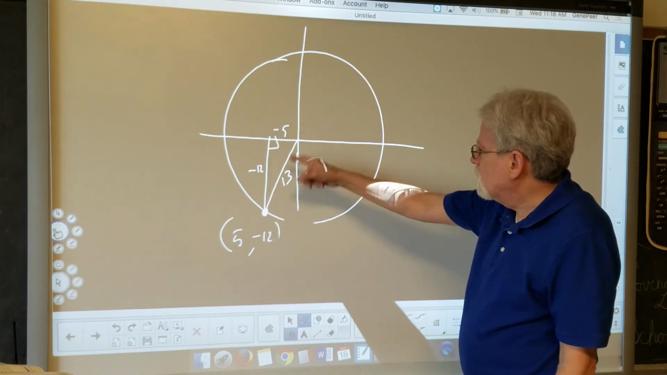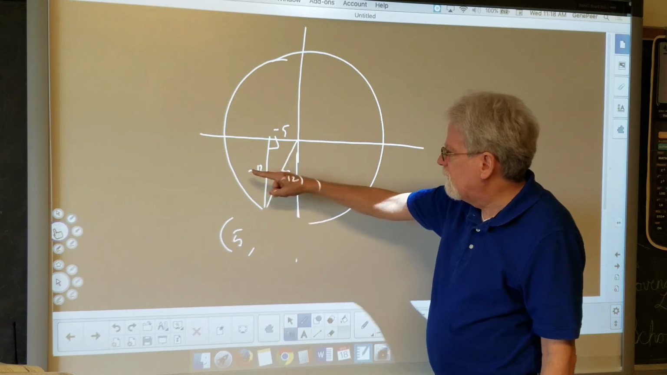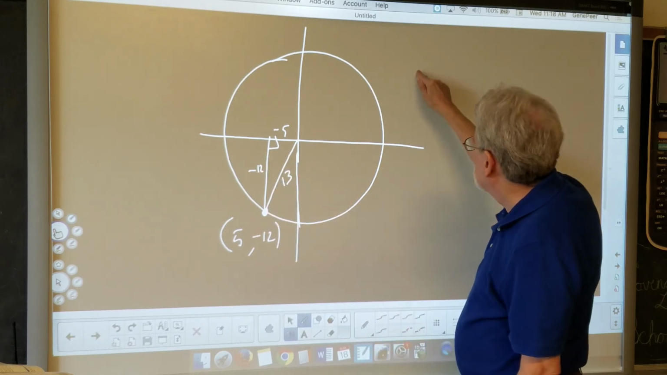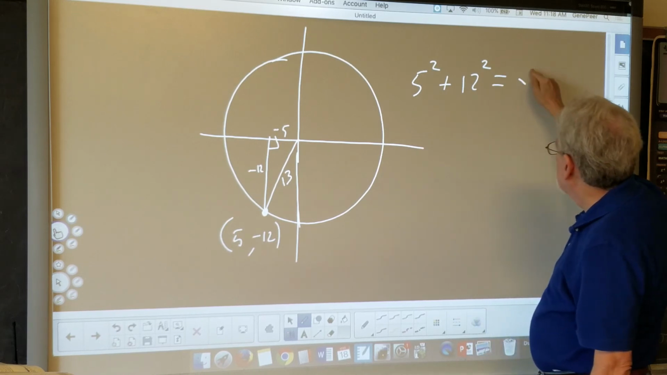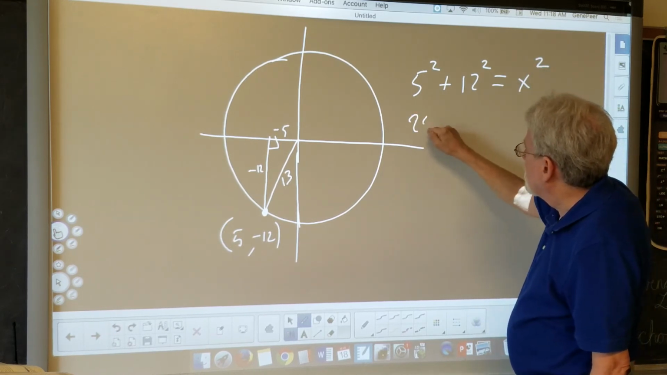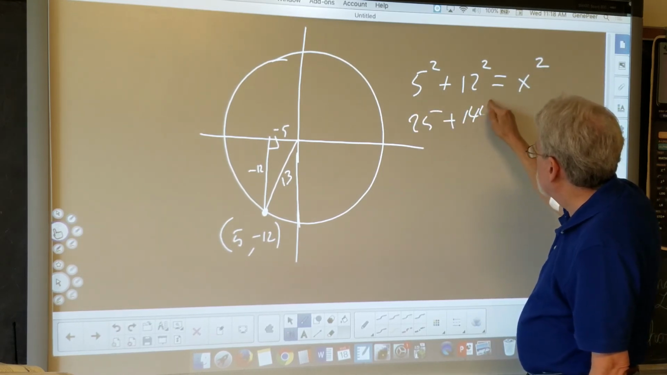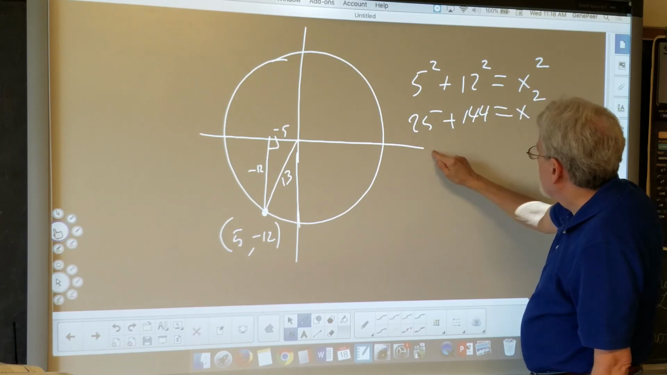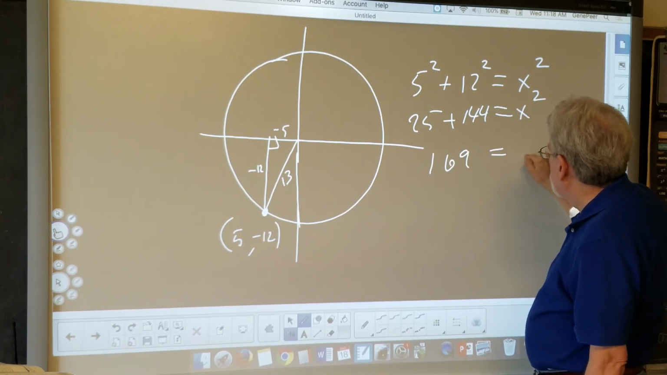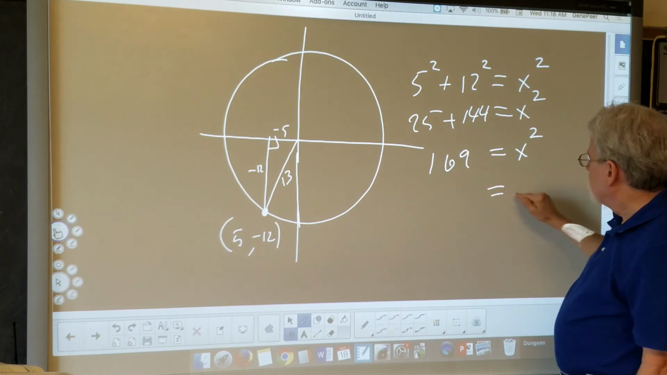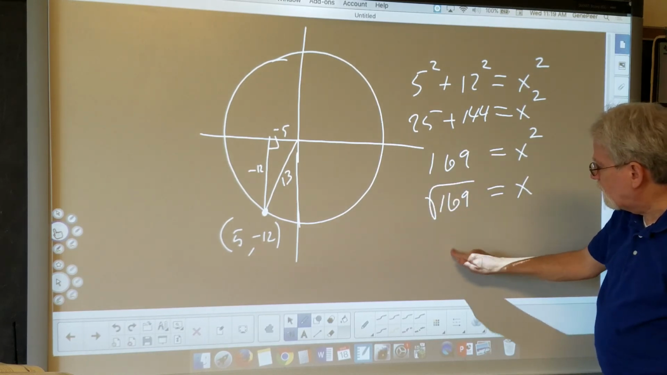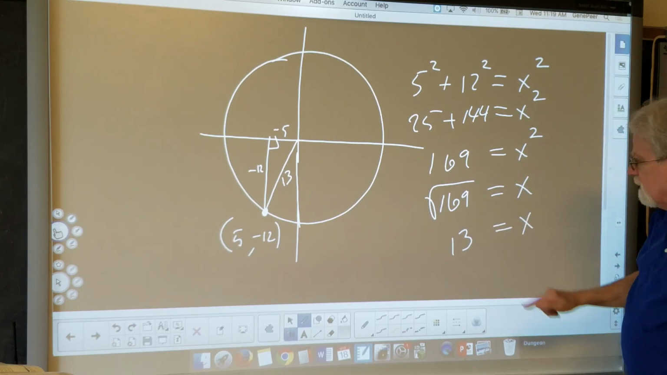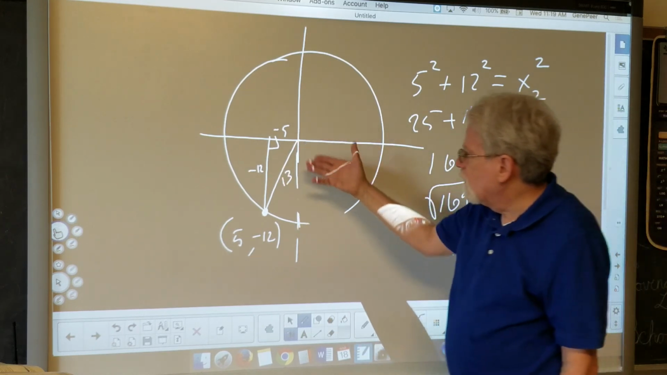How do you do that if you don't happen to know the 5, 12, 13 ratio? Well, you could do 5 squared plus 12 squared equals your x squared. That's 25 plus 144 is x squared. That's 169 is x squared. Therefore, x is the square root of 169, which happens to be 13. It works. So now we know all three sides.